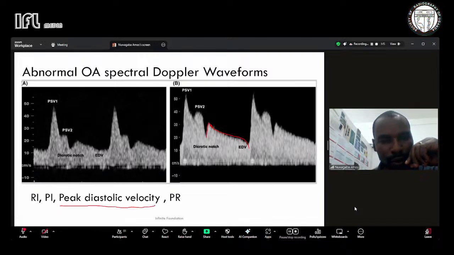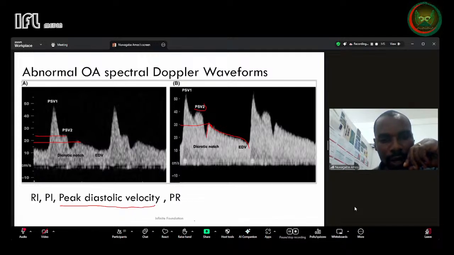So if you compare here, let's take this one for diastole. If you go to the scale, you find that the peak diastolic velocity is around 19. However, in the abnormal waveform where you have hyperperfusion, the peak diastolic velocity is around 30. And in the abnormal waveform, we also see, because of hyperperfusion, raised peak systolic velocities of the second wave.